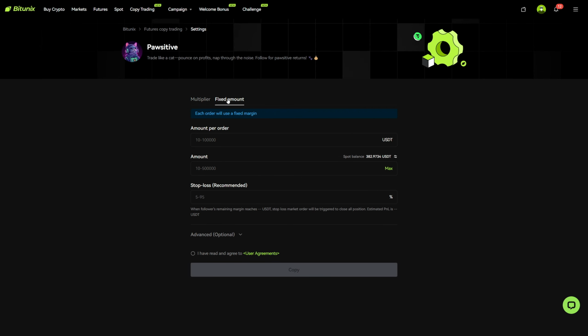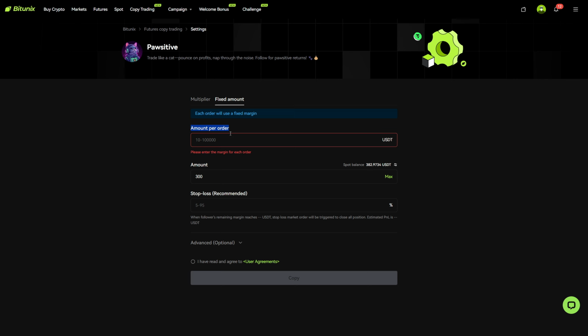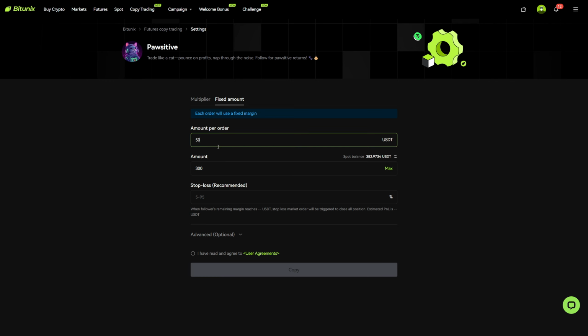Then on the right-hand side, we have fixed amount. So we can say every time we want to enter a trade with $50. First of all, you need to put in how much you want to copy with, for example, $300. And then here at the top, you select how much every single trade will be. So for example, every trade I want to enter with $50. Every time the lead trader opens a trade, you will enter with $50. No matter what the percentage of his portfolio compared to the position is, it doesn't matter. This really always takes $50 and enters the trade here.